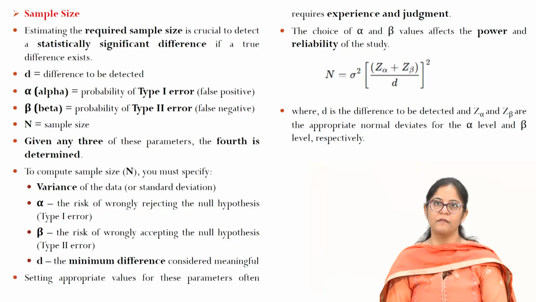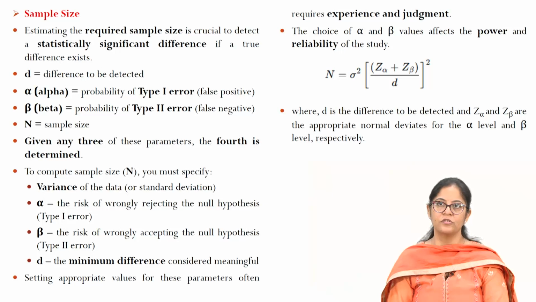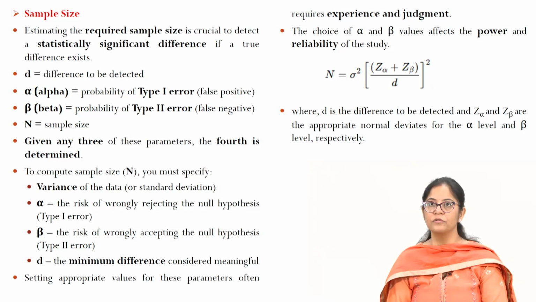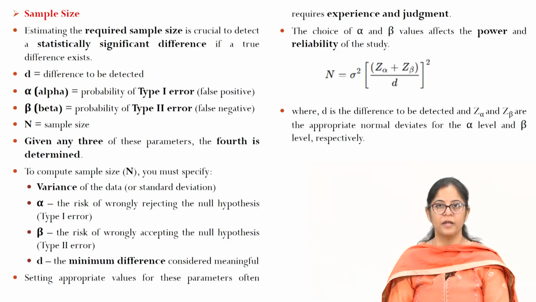Now, the sample size is important to be estimated because this is crucial to detect a statistically significant difference if a true difference exists in the samples. Now, using this equation, which is mentioned on the right side, wherein D is equal to the difference to be detected, alpha is the probability of type 1 error, beta is the probability of type 2 error, which is a false negative, and N is the sample size. Again, if any three of the given parameters are known, the fourth can be determined.